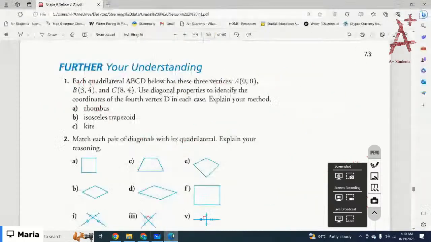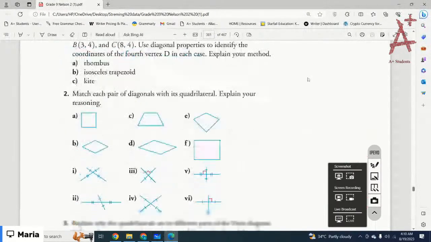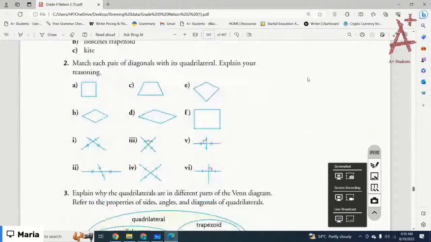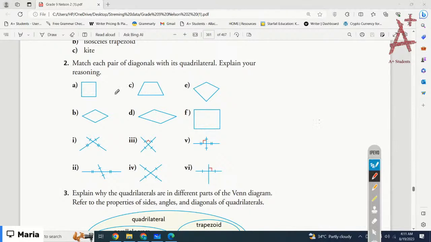Let me just move on to the next question. The next question is, match each pair of diagonals with its quadrilaterals. Explain your reasoning. So you have to match them with their diagonals. A is square, and square goes with 3, right? Because all diagonals are equal and cross at right angles for a square. So A is 1, 2 and 3.